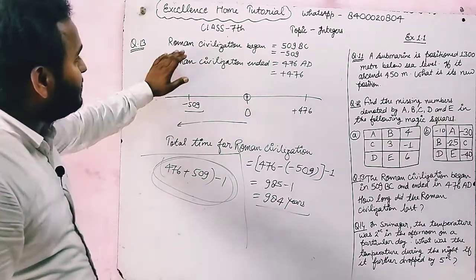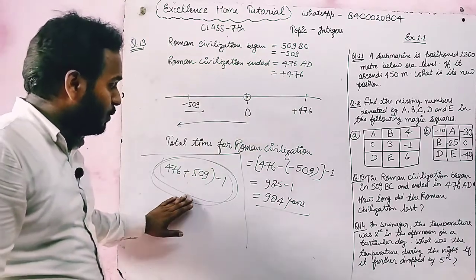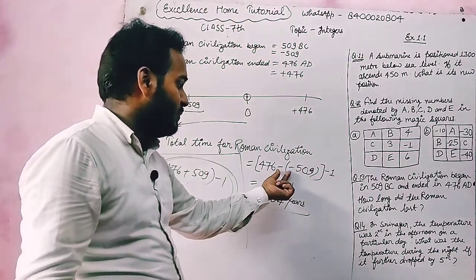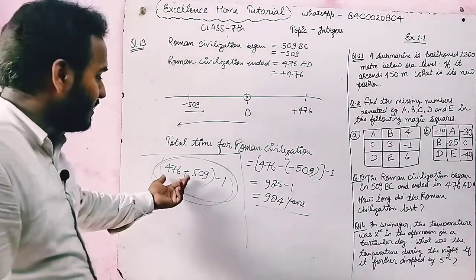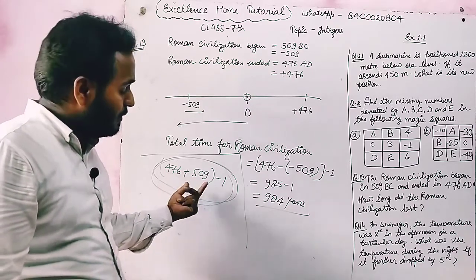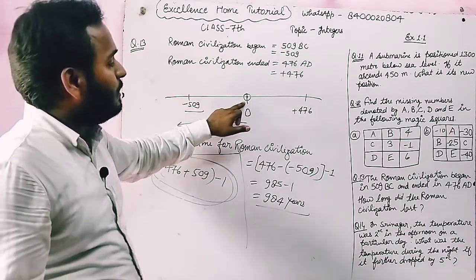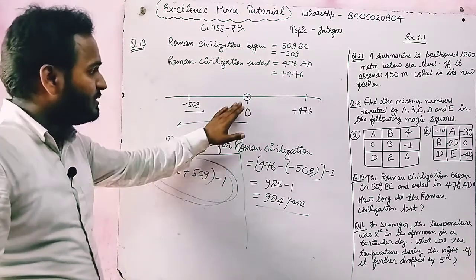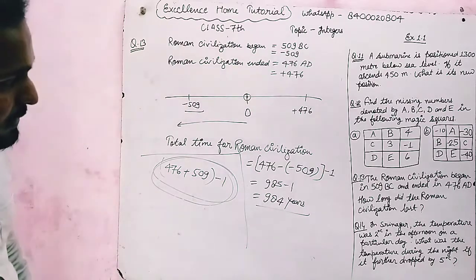We have to find out the total time for the Roman civilization. You can use this because both numbers are positive, and time is also taken in positive sign, so you can add this time, but we have to subtract 1, because we exclude the year 0, as it is not considered. Okay, so this is the solution of question number 13.